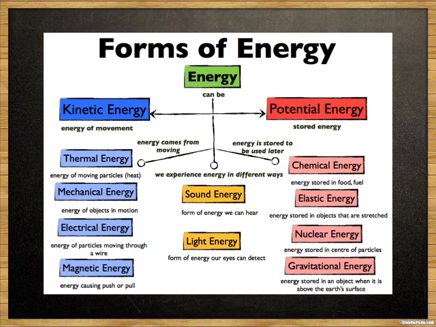We have forms of energy, including kinetic energy, energy of movement; thermal energy, energy of moving particles or heat; mechanical energy, energy of objects in motion; electrical energy, energy of particles moving through a wire; magnetic energy, energy causing push or pull; potential energy, stored energy; chemical energy, energy stored in food and fuel; elastic energy, energy stored in objects that are stretched; nuclear energy, energy stored in the center of particles; and gravitational energy, energy stored in an object when it is above the Earth's surface.